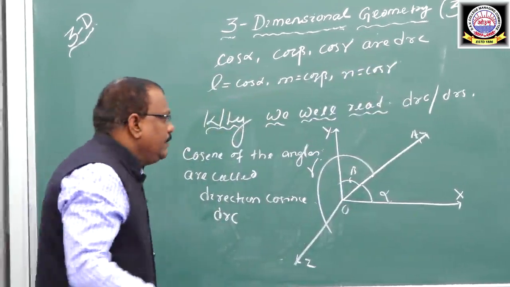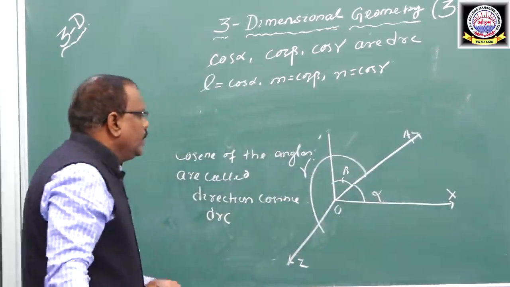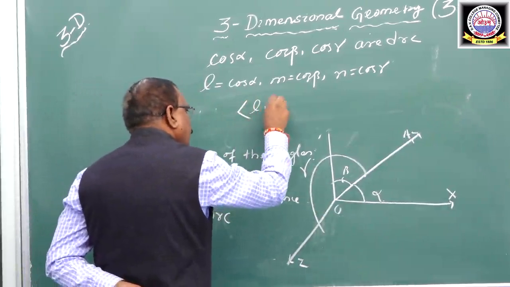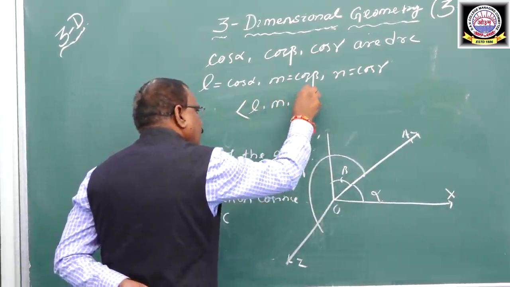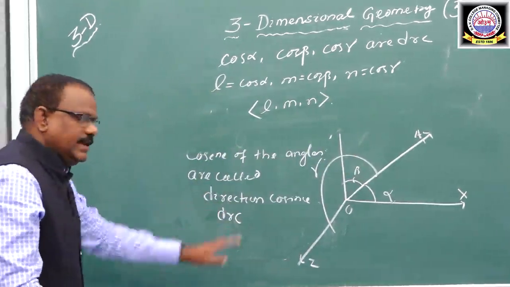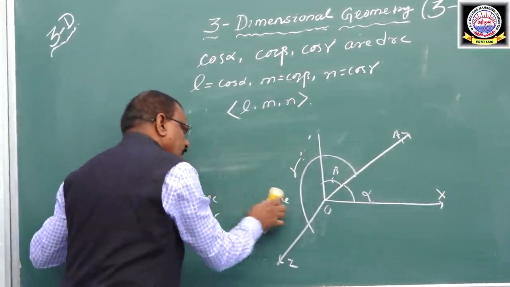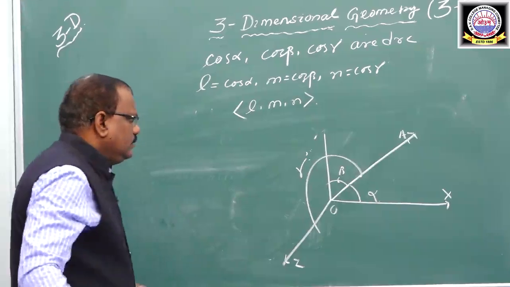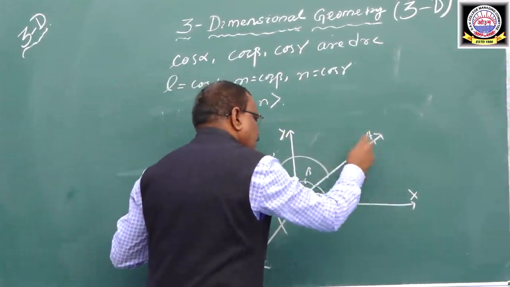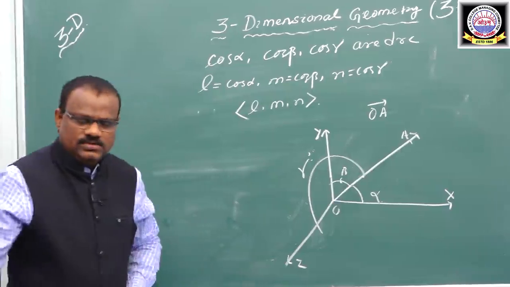And this l, m, n is also denoted by L, M, N. So, the cosines of the angles are called the direction cosines. So, we are reading the direction cosine of a line or a vector, because it is also a vector. Suppose this is a vector, I can say it is the OA vector, or I can say it is the OA line also.